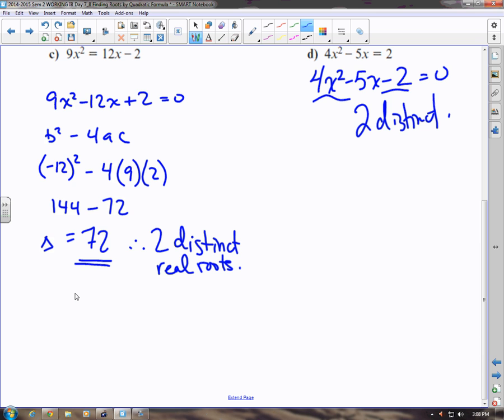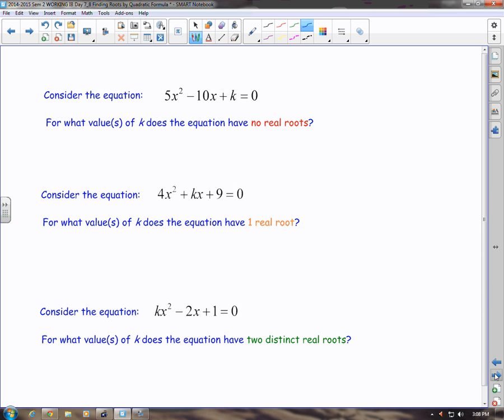Second kind of process or question that typically gets asked is, if you consider this equation that's not fully complete.